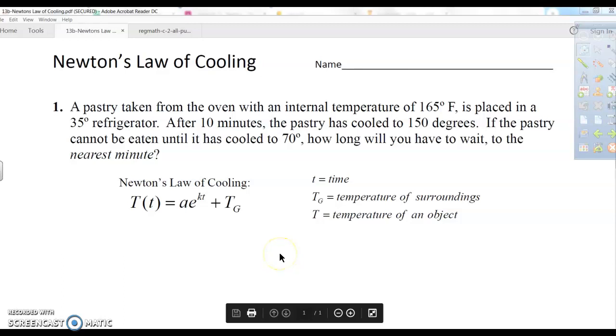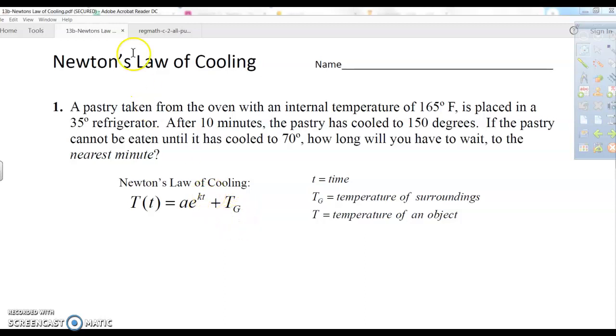This is Algebra 2. We're going to do a little more practice with Newton's law of cooling. The reason I chose this assignment is because of the way the formula is set up on this. This can be used as exponential growth and decay using the formula T(t) = Ae^(kt) + Tg.